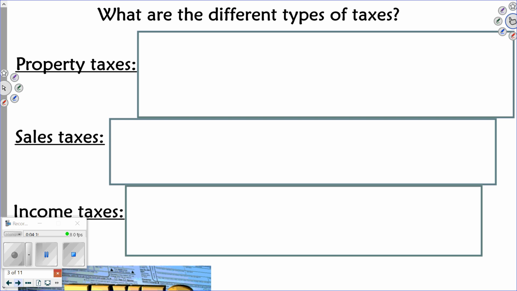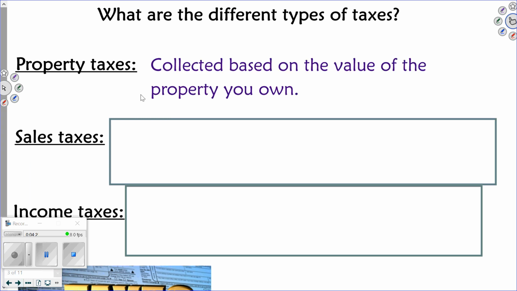All right, so what are the different types of taxes? Because there's all different types that we pay. Property taxes, you know what those are? On property that you own, yeah. So collected based on the value of the property that you own. So most commonly, what is that based on? Your house, yeah. So obviously, the more expensive house you have, the more taxes you pay.